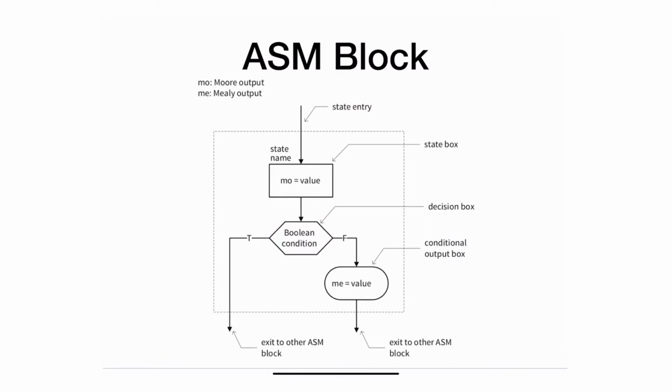The state box would have it. And because we might have Moore outputs, you put the Moore output here in that state, because remember, a Moore output is only changed by the state change, not by the input. So you put the Moore output in here.